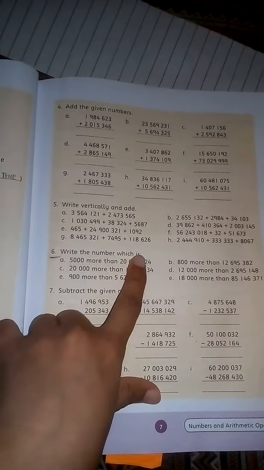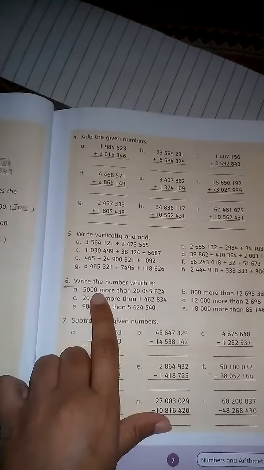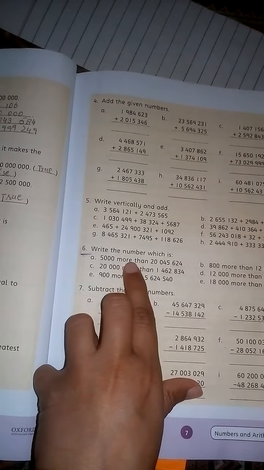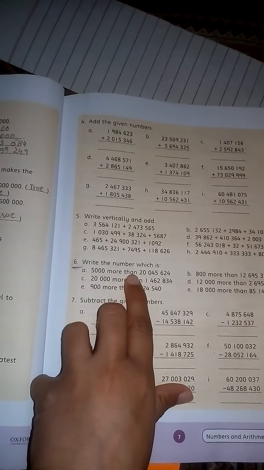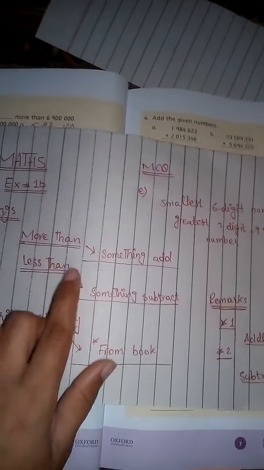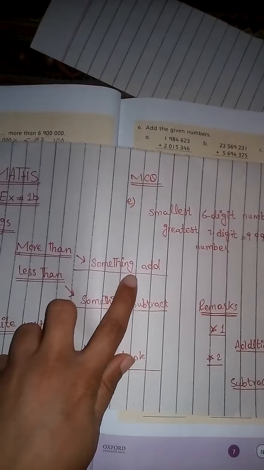Now we move on to question number 6. Write the number which is... We have two numbers and the words between them are "more than." And before explaining, I explained that the meaning of more than is add.